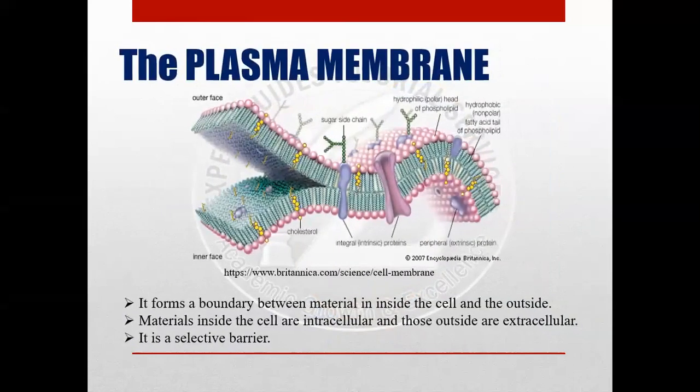The plasma membrane forms a boundary between the material inside the cell and the outside. Materials inside the cell are intracellular and those outside are extracellular. The plasma membrane is a selective barrier membrane that is made of phospholipid bilayer. Since the plasma membrane is a semi-permeable membrane, it doesn't allow just any substance or material to pass through, thereby regulating the composition of the cell.